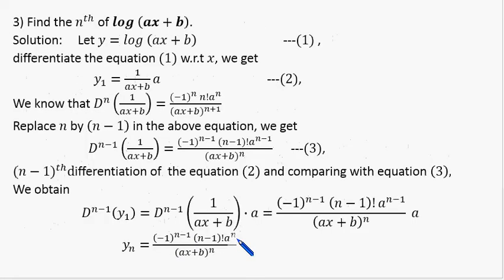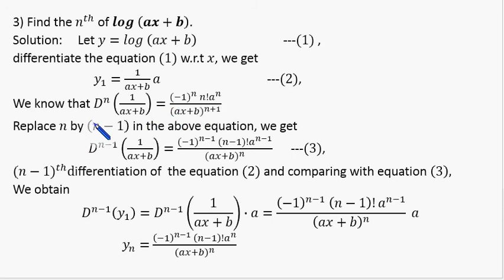So we can take the next one, that is the nth derivative of log of ax plus b. We can take the first order derivative, which can be written as y1 is equal to 1 divided by ax plus b into the derivative of ax plus b, that is a. Now we know that the nth order derivative of 1 divided by ax plus b is equal to minus 1 to the power of n into n factorial into a to the power of n divided by (ax plus b) whole to the power of n plus 1.